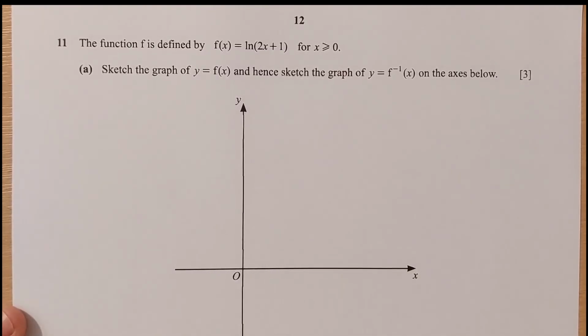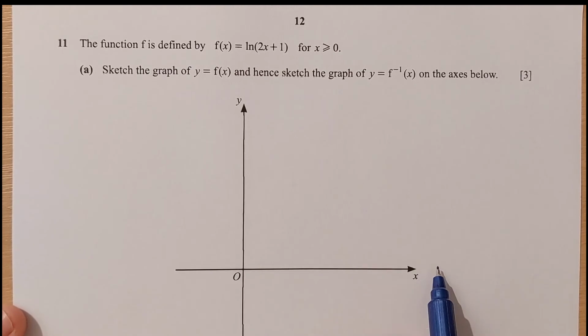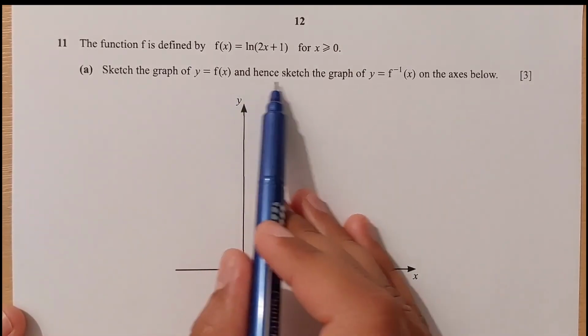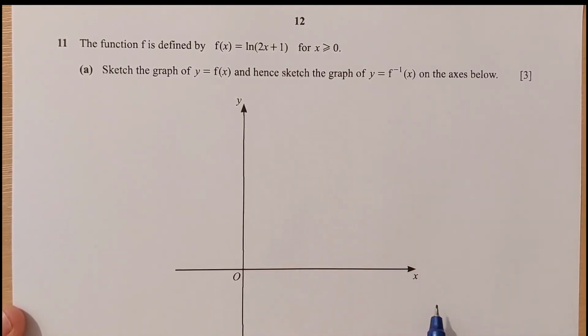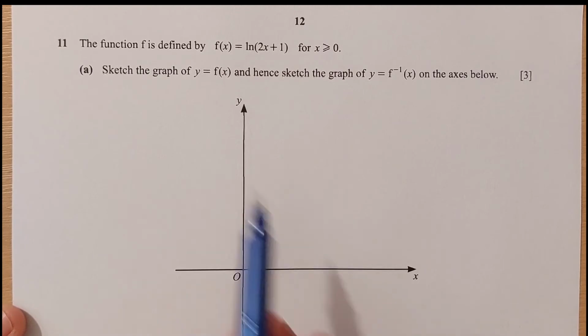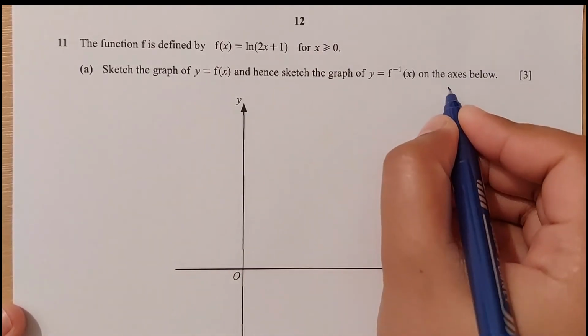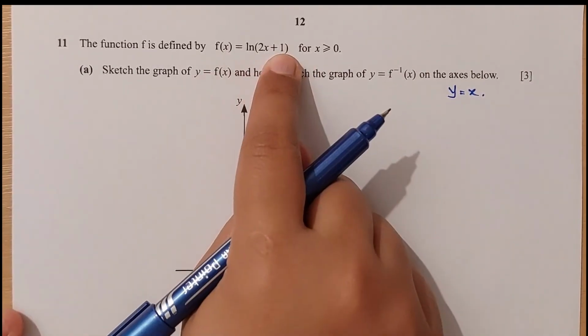Question number 11. The function f is defined by f of x equals ln of 2x plus 1 for x greater than or equal to 0, so all the positive x values. For part a, sketch the graph of y equals f of x, and hence sketch the graph of y equals f inverse of x on the axis below. The graphs of f and f inverse are reflections of each other along the line y equals x, right? So let me sketch this graph.